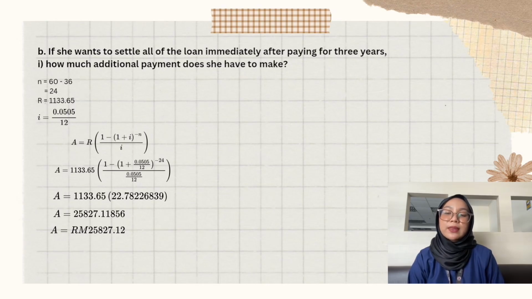A equals to 1,133.65 in bracket 22.7278226893. A equals to 25,827.11856. The final answer is A equals to RM 25,827.12 cents.